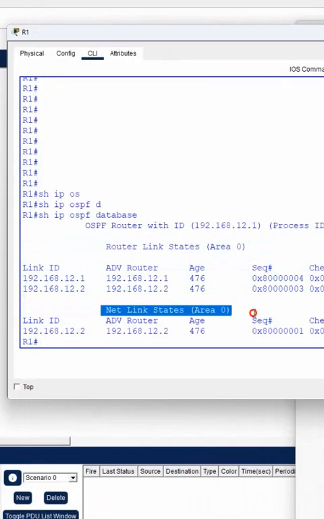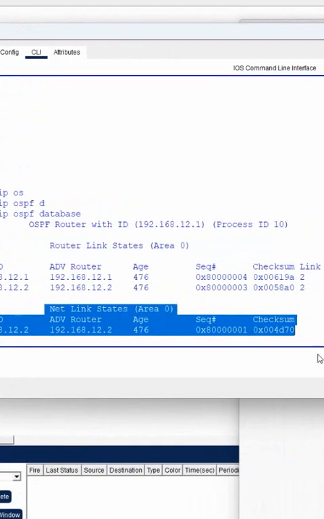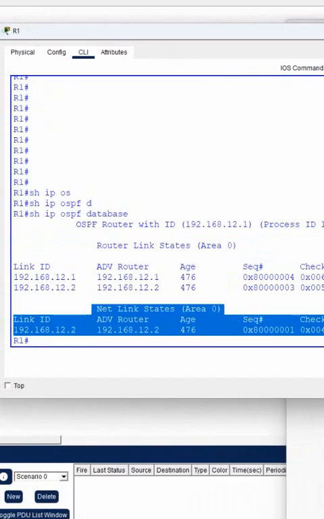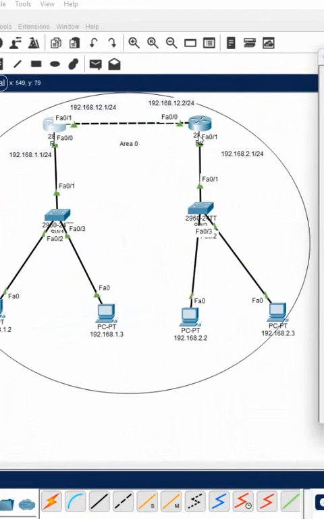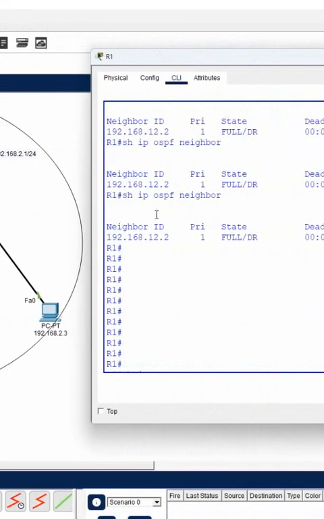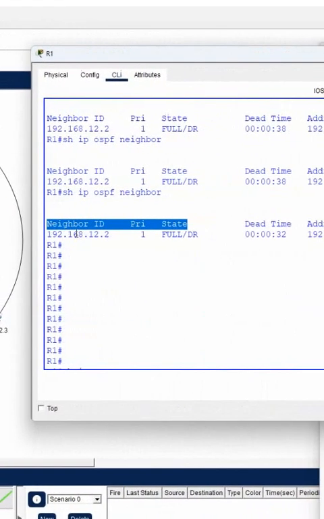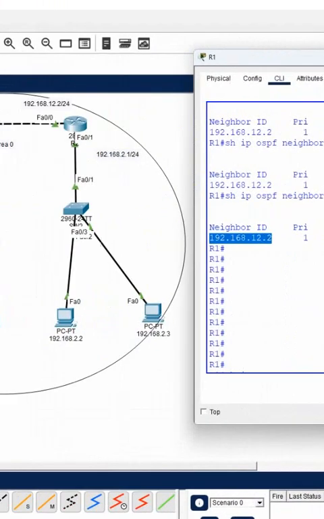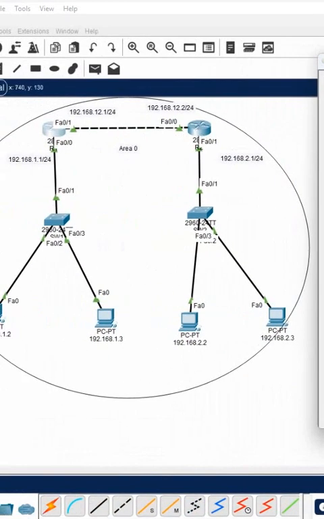LSA2 is also known as network LSA, generated by DR. So here you need to remember LSA2 is also known as network LSA. Who is generating this one? DR. Only DR will generate this one. Among these two, which guy becomes DR? If you remember, when we checked the neighbor table here, what we have, this is the neighbor. I am here. My neighbor is this one and my neighbor is a DR.